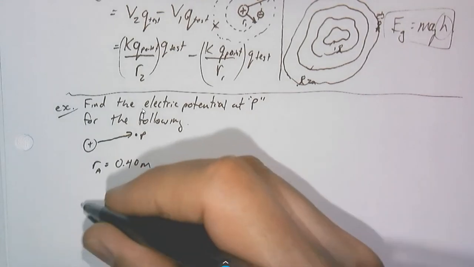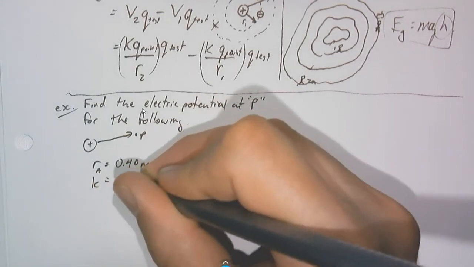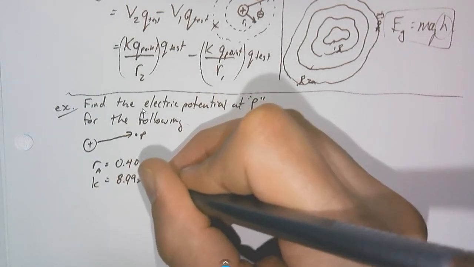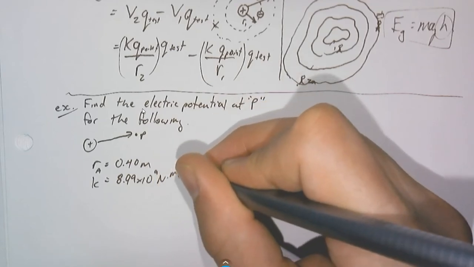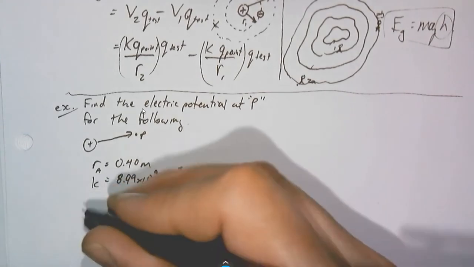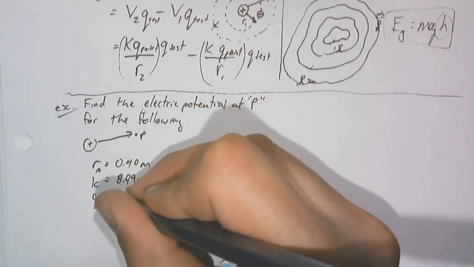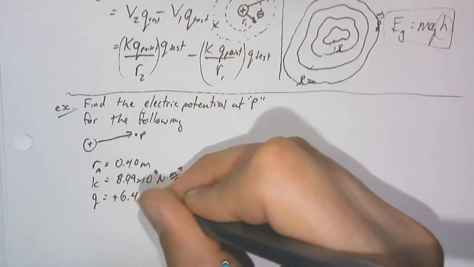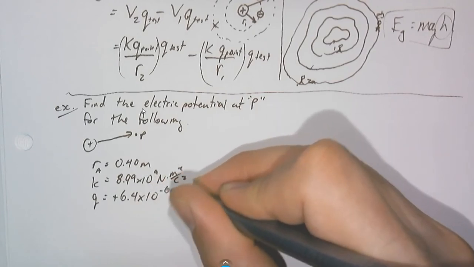And we already know from the past K is equal to 8.99 times 10 to the power of 9 Newton meters squared per Coulomb squared. And let's just make up a new value that the positive charge has a value of Q equals positive 6.4 times 10 to the power of negative 6 coulombs.